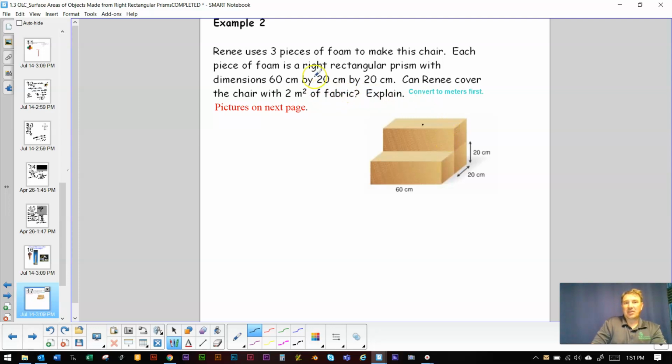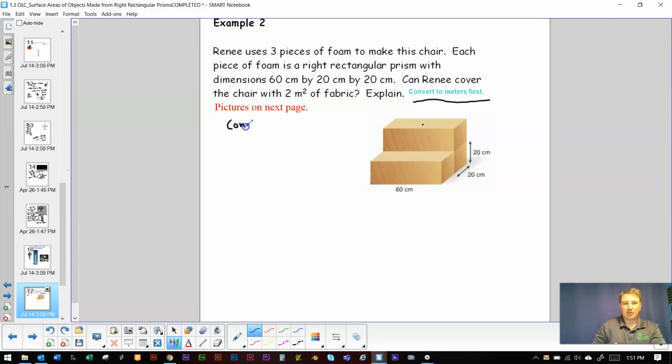The dimensions of each piece are 60 centimeters long, and then there's 20 centimeters here and 20 centimeters tall. So length 60, width 20, and height 20 as well. Here's the big question. Can Renee cover the chair with 2 meters square of fabric? We have to convert to meters first, okay? We are given dimensions in centimeters, but the fabric is in meters squared. So always convert first before you do any other math. It makes your life so much more simple.